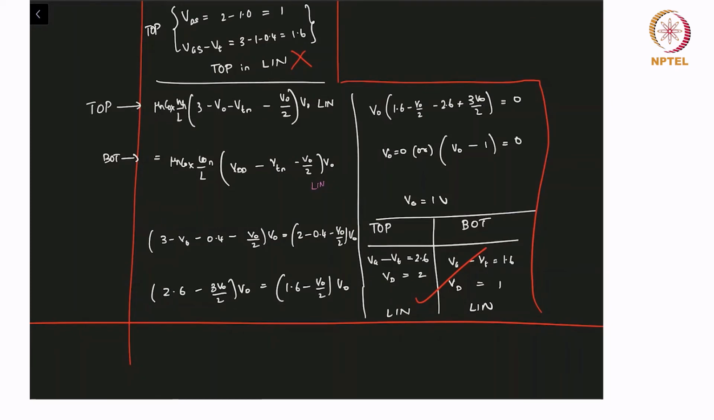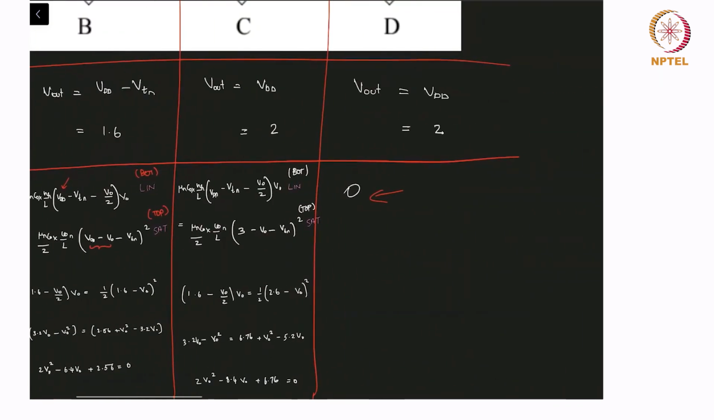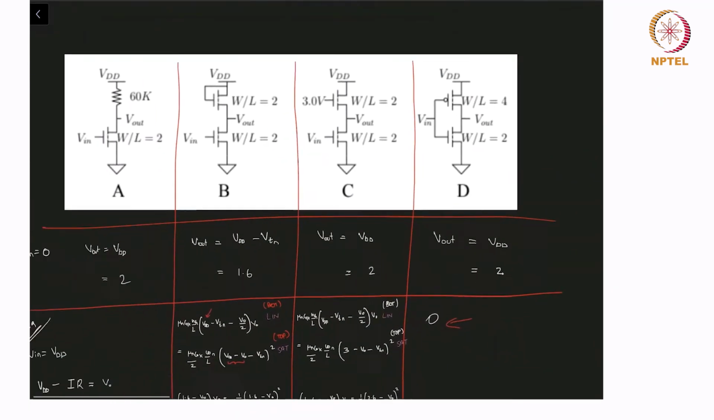Then I just assumed that both the transistors are in the linear region, went ahead and solved for the V out, right? And then checked my assumption and found that the output voltage that I got in fact matches my assumption. So, and of course circuit D is 0 volts.